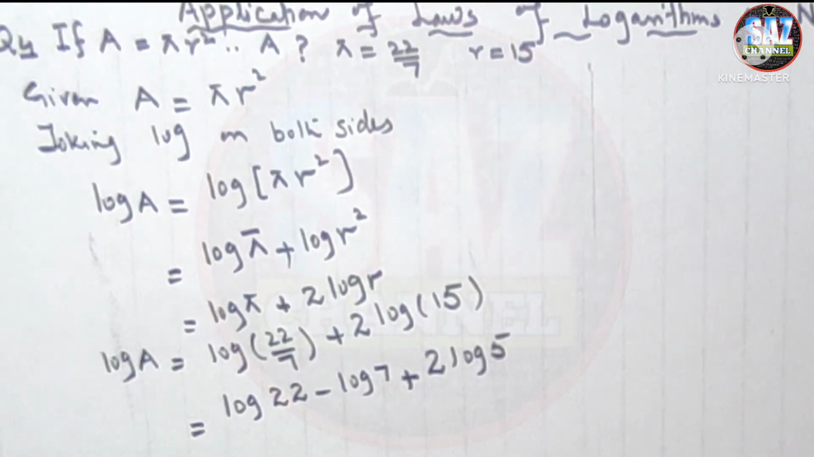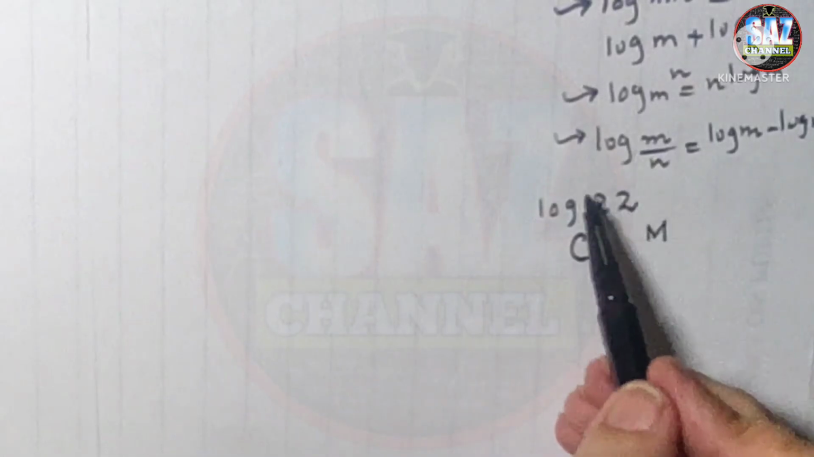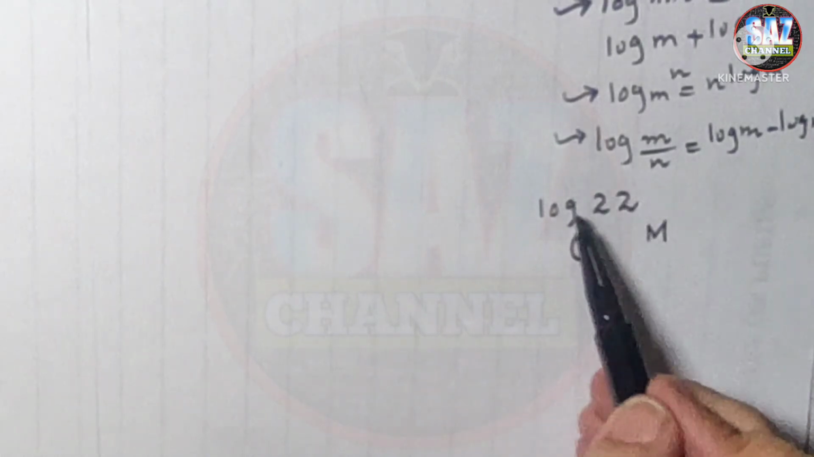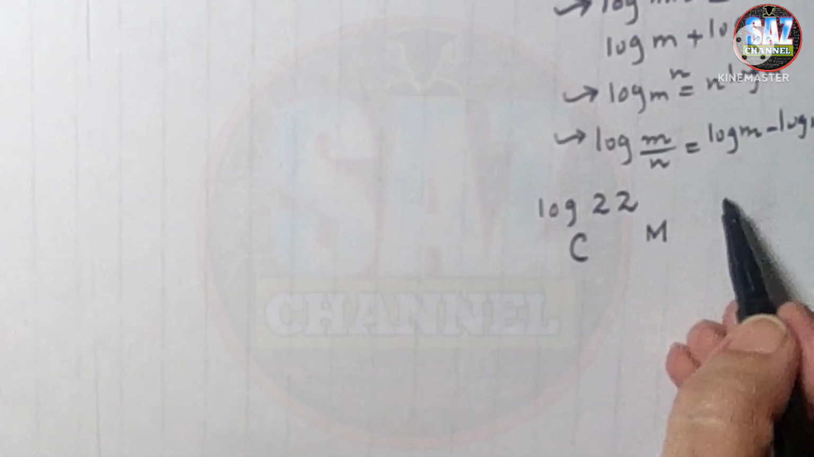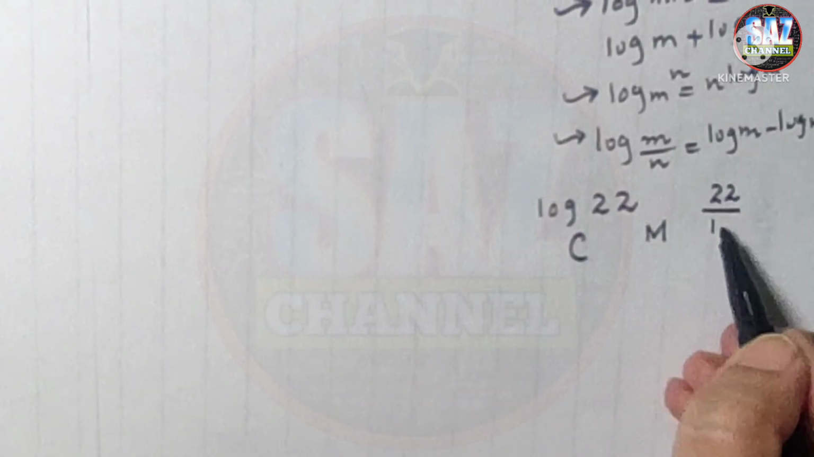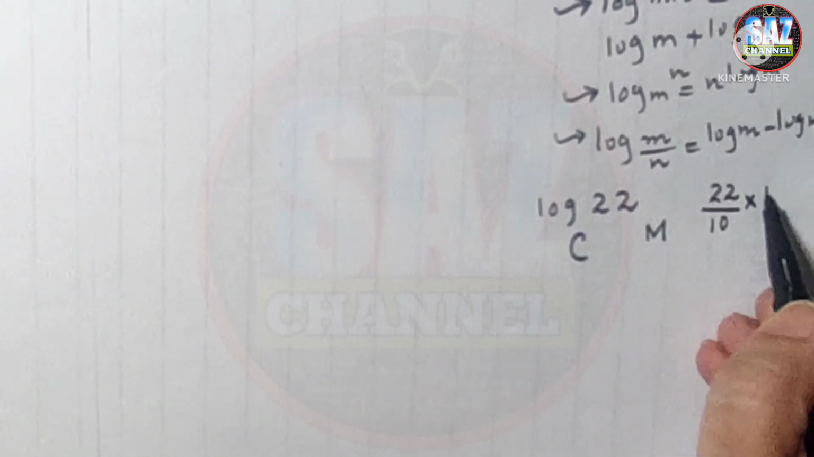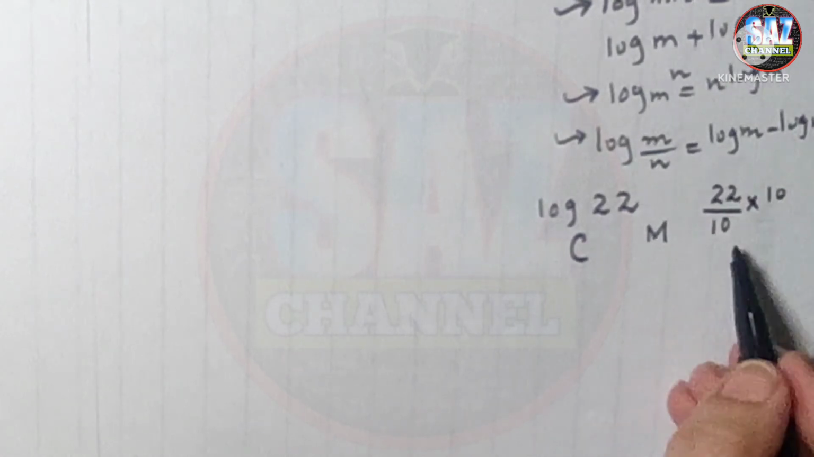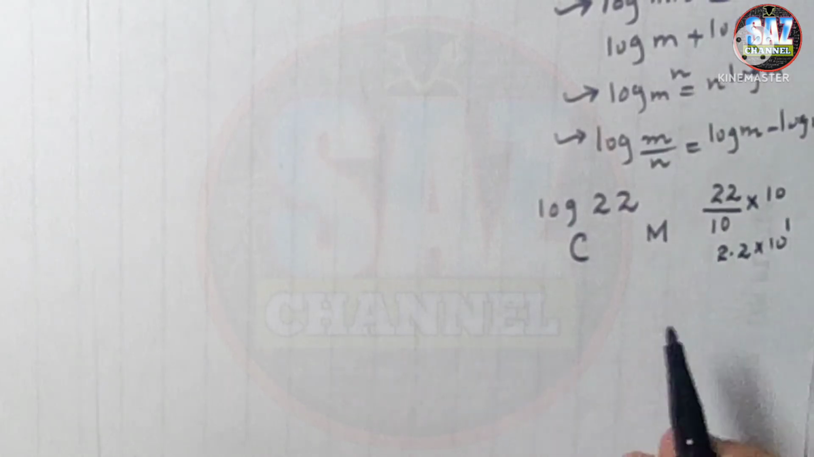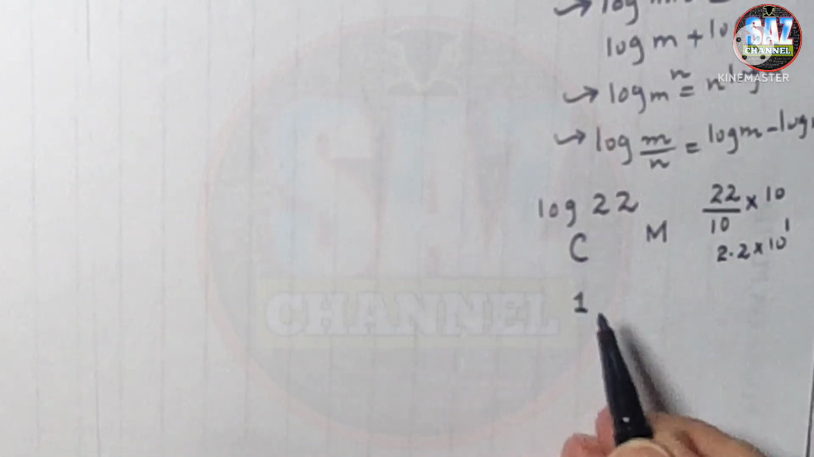Like I need to take the log of 22. We know that log of any number consists of how many parts? Characteristic and mantissa. For the characteristic part, we have to shift this number into scientific notation and see what power of 10 comes. To turn 22 into scientific notation, I have to bring the number down by multiplying and dividing it by 10. So this will become 2.2 multiplied by 10 raised to the power of 1. So the characteristic is 1.